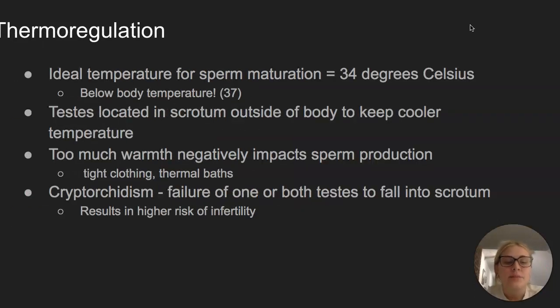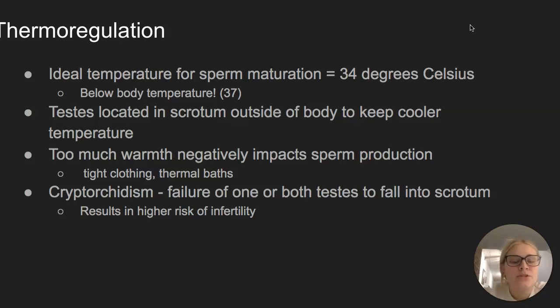And then temperature can also affect the ability of sperm to mature and therefore fertility. So the ideal temperature for sperm to mature is 34 degrees Celsius, and this is below body temperature, which is 37 degrees Celsius. So sperm maturation takes place in the testes, which are located in the scrotum, which is held outside of the body to keep the temperature cooler and able to develop sperm.